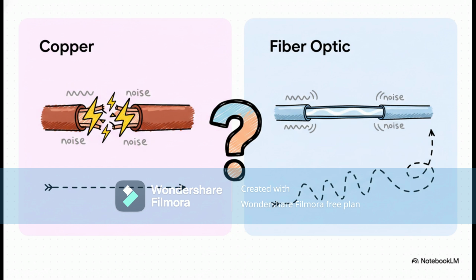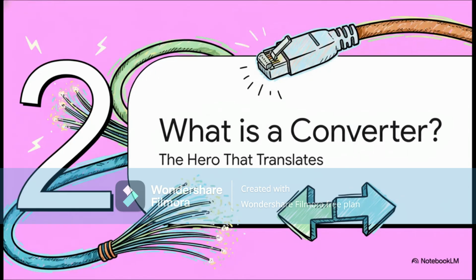But then, on the other hand, we have the modern superstar, fiber optic cables. These things are incredible. They use pulses of light to send data, can go for miles and miles, and are completely immune to that annoying electrical interference. So the big question is, how do you get these 2 to play nice together? Well, that's where the hero of our story comes in.